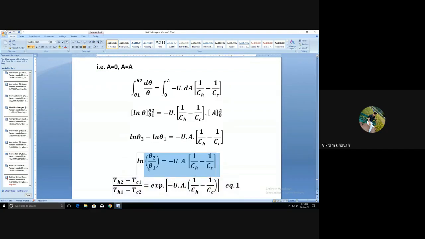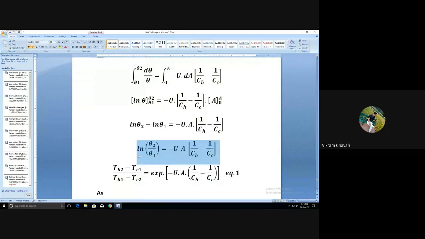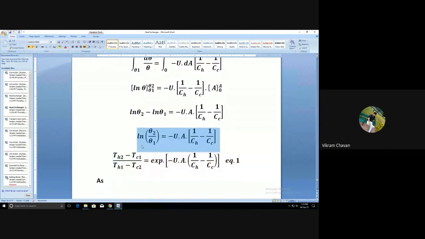Up to this point we have discussed in the LMTD method also. Now the further part is most important, as we are discussing the effectiveness for the counter flow heat exchanger. For this equation we have removed the logarithmic term from the left hand side, so you have to provide the exponential term on the right hand side.